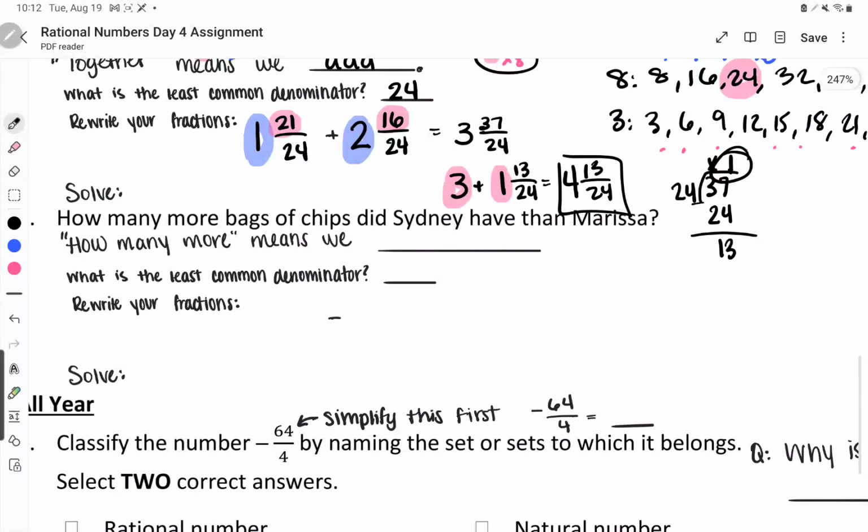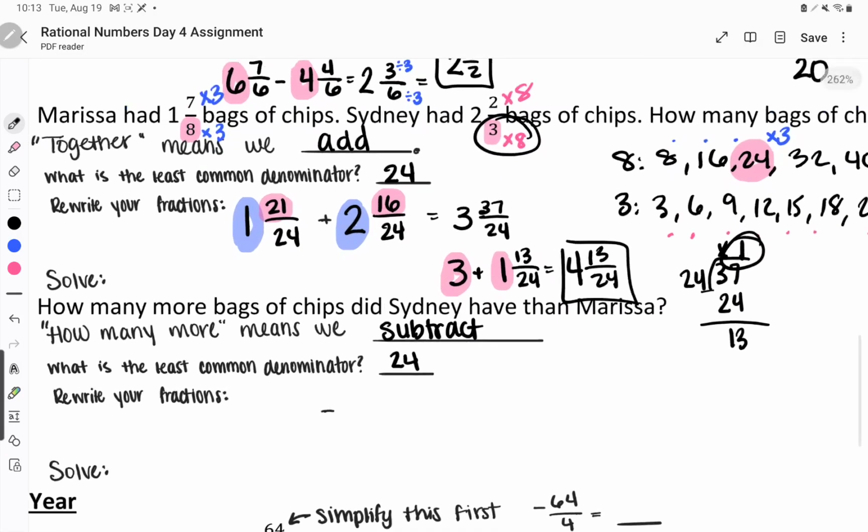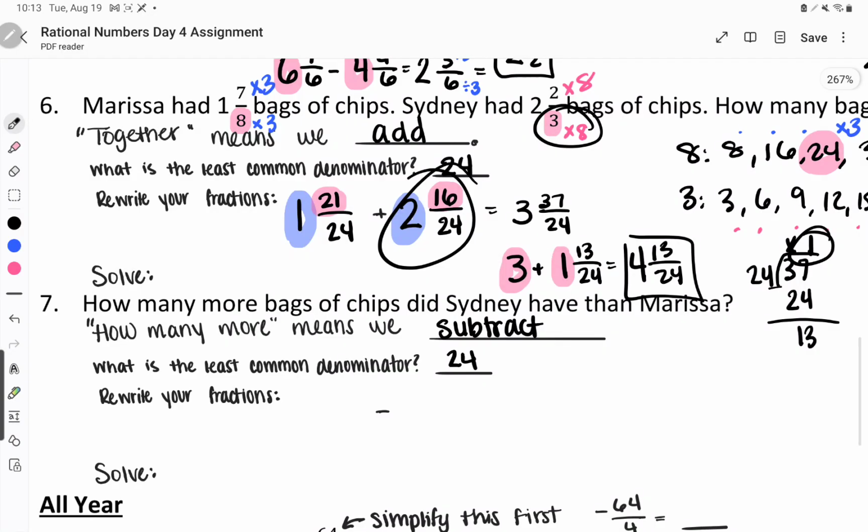Okay, how many more bags of chips did Sydney have than Marissa? How many more means we do what operation? We subtract. So this time we're just going to subtract those same fractions. Well, we know that the least common denominator is 24, and this time, Sydney has more bags of chips, so we're going to put hers first. So that was this mixed number right here, which is 2 and 16 24ths minus 1 and 21 24ths.